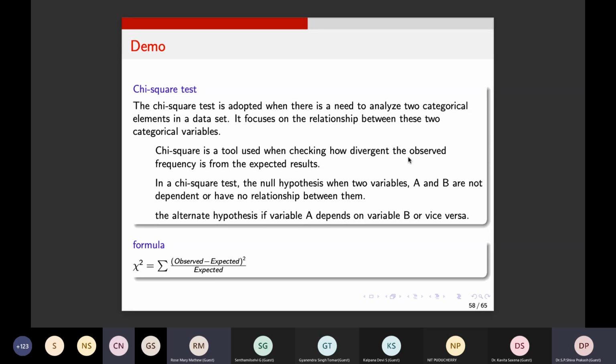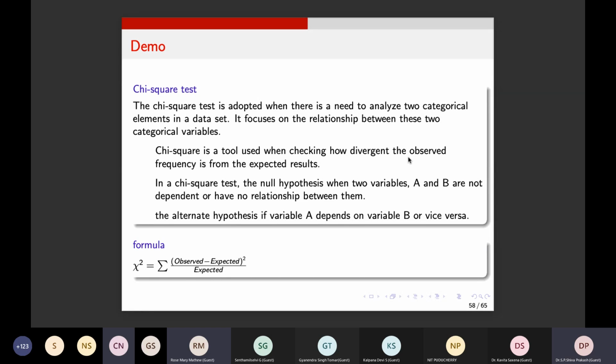In the chi-square test, the null hypothesis is that two variables, like A and B, are not dependent and have no relationship between them. The alternate hypothesis is that variable A depends on variable B or vice versa. So we try to find the dependency between two variables, right? The formula used here is the summation of the observed minus expected, squared, divided by expected outcome.